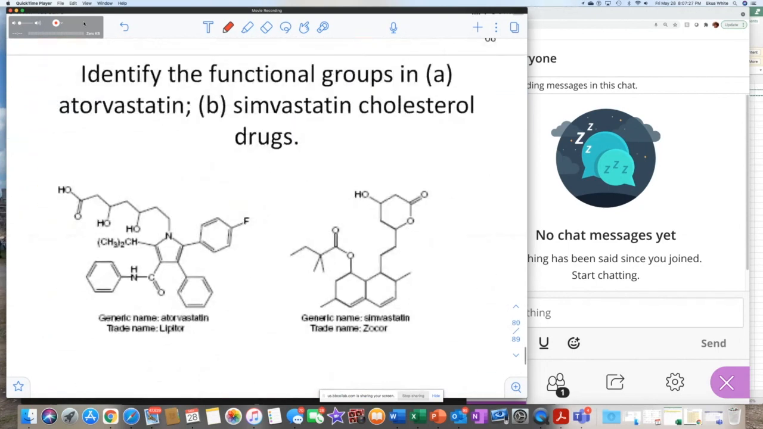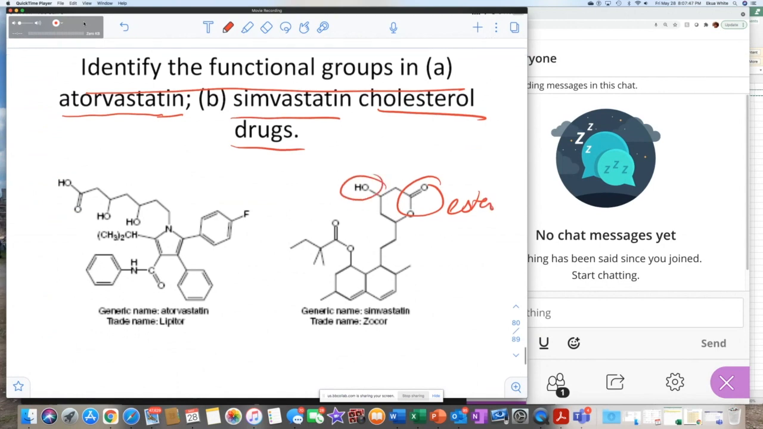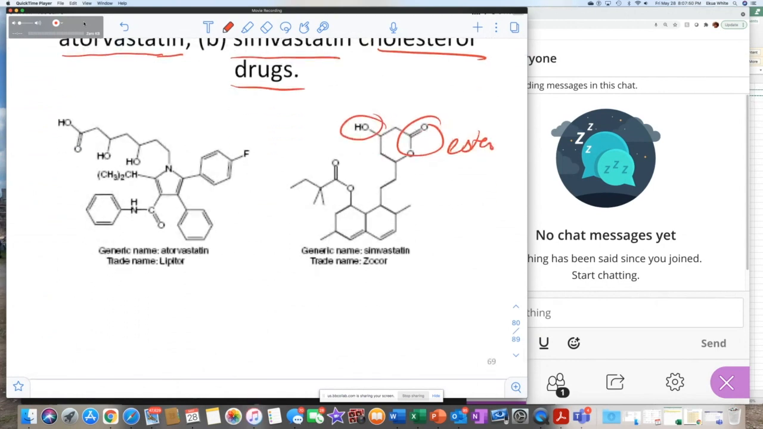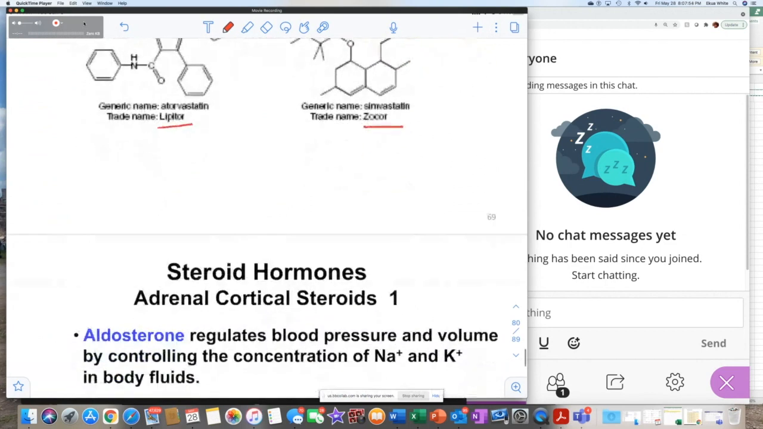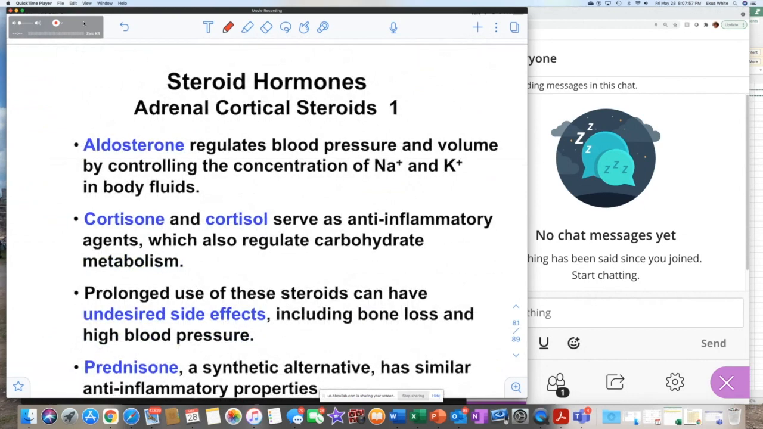Okay, so here we're told to identify the functional groups of atorvastatin. Once again, simvastatin. These are cholesterol drugs. Haven't I done this already? I did, didn't I? Yeah, I did this one here. My ester right here, ester, alcohol. So I want to do this again. Oh, by the way, these have trade names. Zocor and Lipitor right there. I already did that part, so you can just scroll back up and watch, or rewind and watch the video, because I already did that part. Yay! Close to the end.